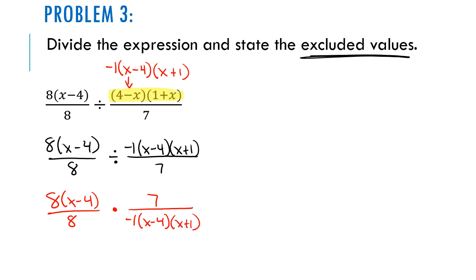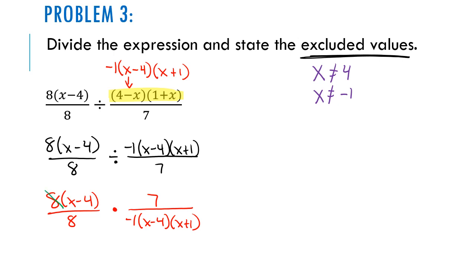And now before I start doing any canceling or anything like that, I go back and I look for excluded values. So there's nothing here but an 8, so nothing I can do there, but here's an x. So one of my excluded values is going to be positive 4. Here's another x. The other excluded value is going to be negative 1. So now that we have that, we can go ahead and start doing our canceling.